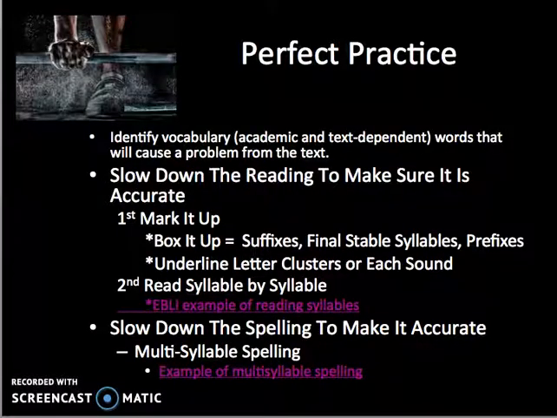Like when students read, we also want students to slow down when they're spelling words in order to make sure that they are spelling it accurately, like in the next example.